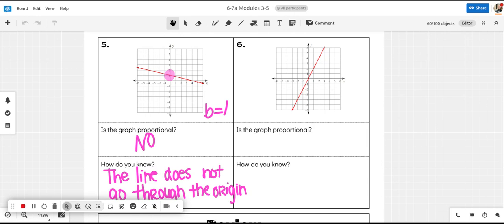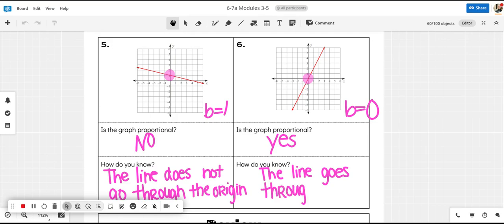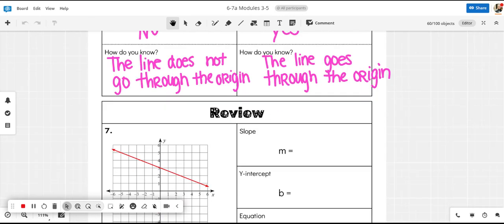Okay, number 6. Again, you're looking where it crosses the y-axis. It goes right through the center. So our b value is 0. So stop and think to yourself, is that proportional? Yes. The line goes through the origin. You can say 0, 0 or the origin. All right, let's move on.